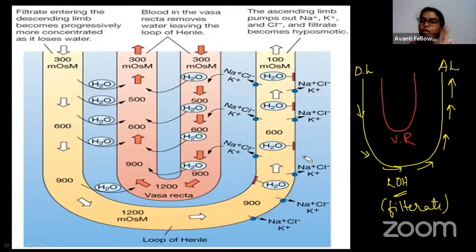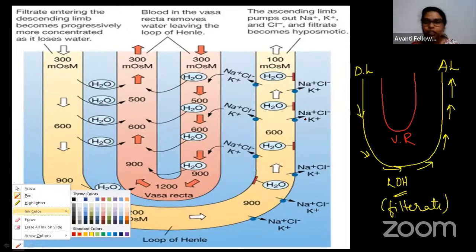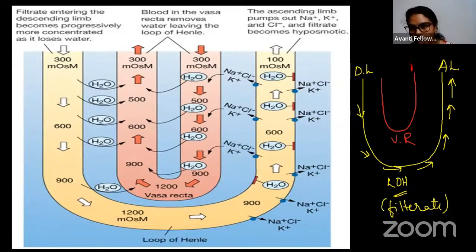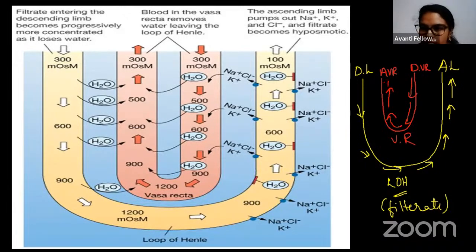Now, there are small, thin blood capillaries which are surrounding the loop of Henle. We call them vasa recta. So this vasa recta is in the opposite direction. Here is the descending vasa recta and here is the ascending vasa recta. That means in the descending blood capillary, the blood will go like this. So like this it will go. So this means the filtrate is moving in one direction and the blood is moving in another direction.